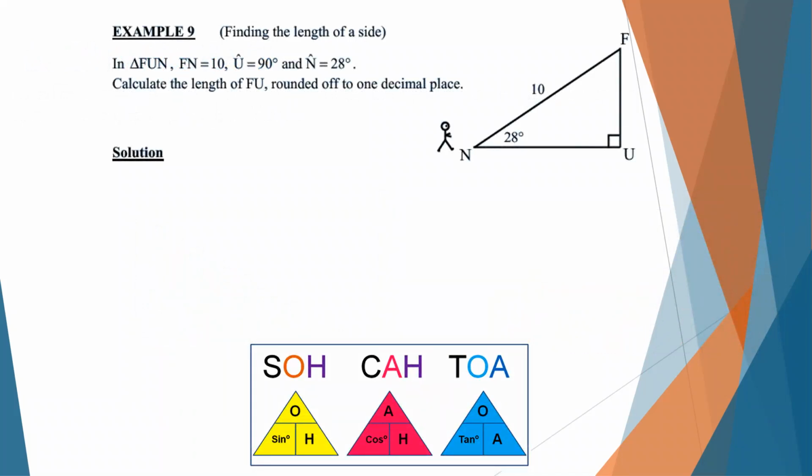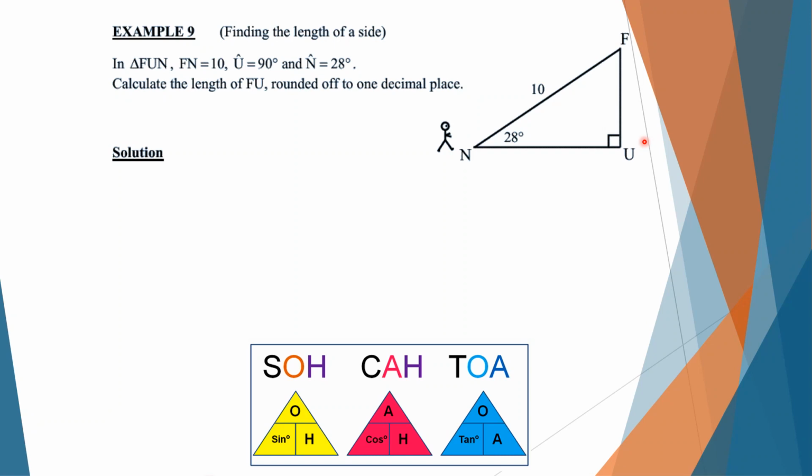Example 9. Before we can even look at this example, we must remember our BODMAS for trigonometry. This is integral to being able to answer any question where we apply the trig ratios to find sides and angles. So in triangle FUN, FN is 10, angle U is 90, angle N is 28. Calculate the length of FU rounded to a single decimal place. Right, we see the 90, which means that this is a right-angled triangle and all our trig ratios are applicable.